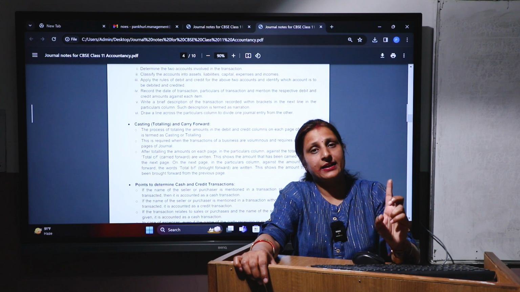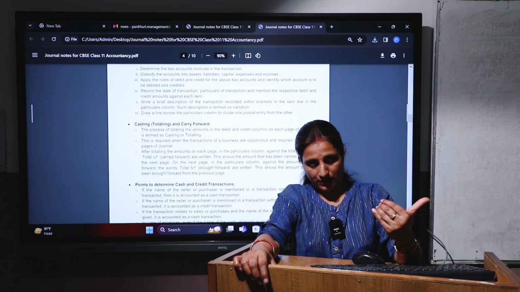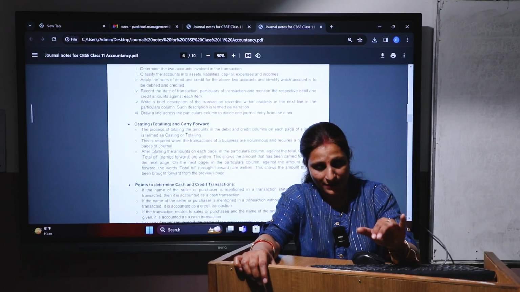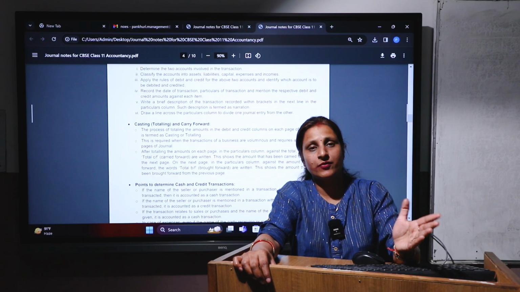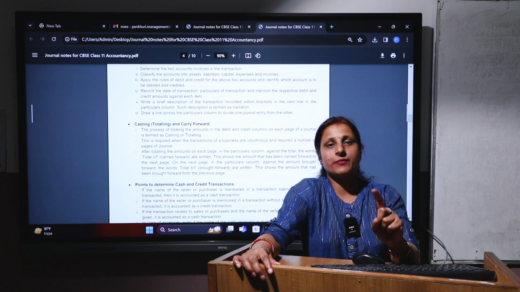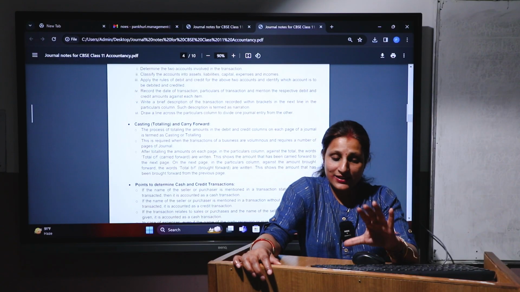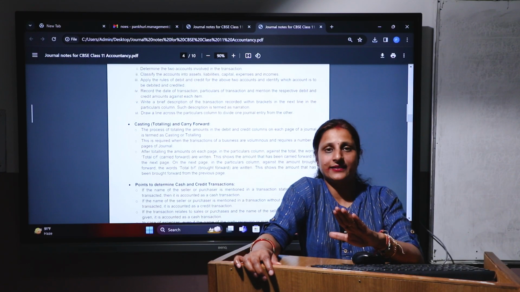Personal account rule is debit the receiver, credit the giver. Means if business is receiving from someone, or business is giving to someone, and someone is receiving from the business, then that person will become debit. And if someone is giving to the business, that person will become credit. Now this particular amount is given by Ramesh. So Ramesh should be credit.